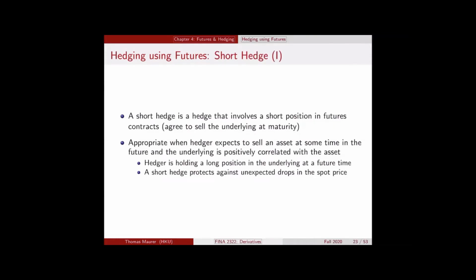We have two different kinds of hedges. One is called the short hedge, and the short hedge involves a short position in a futures contract. And this is appropriate if a hedger expects to sell an asset at some point in the future. So meaning with the short position, you can lock in the price at which you sell that asset. Or in other words, if the hedger has a long position in the underlying asset, then a short hedge or the short position in the futures contract will protect this hedger against an unexpected drop in the spot price.